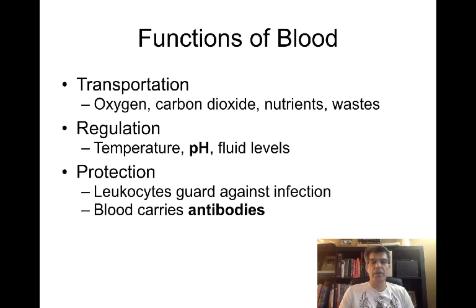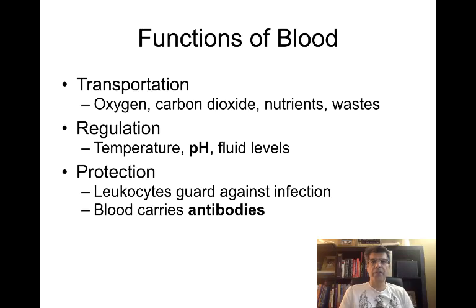Blood also regulates your body temperature, pH, and level of fluid. For instance, when your body temperature increases, blood will be shifted toward the surface to lose heat. When it's cold outside, blood will be shifted to the core of your body to keep the heat.